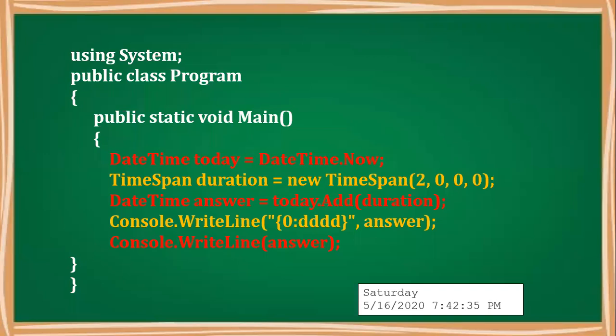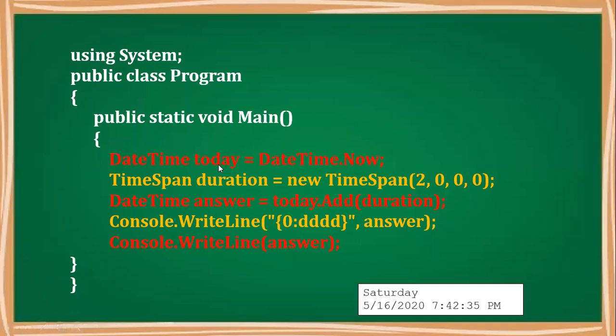The next is the DateTime answer. The third line, we are assigning today. What is today now? Today is the object of DateTime. So we are assigning today.Add, and the Add method is of the DateTime class. There we are putting duration. So duration we have calculated with new TimeSpan with new values. That duration will be added into now, the current date and time, which is stored in the object today.